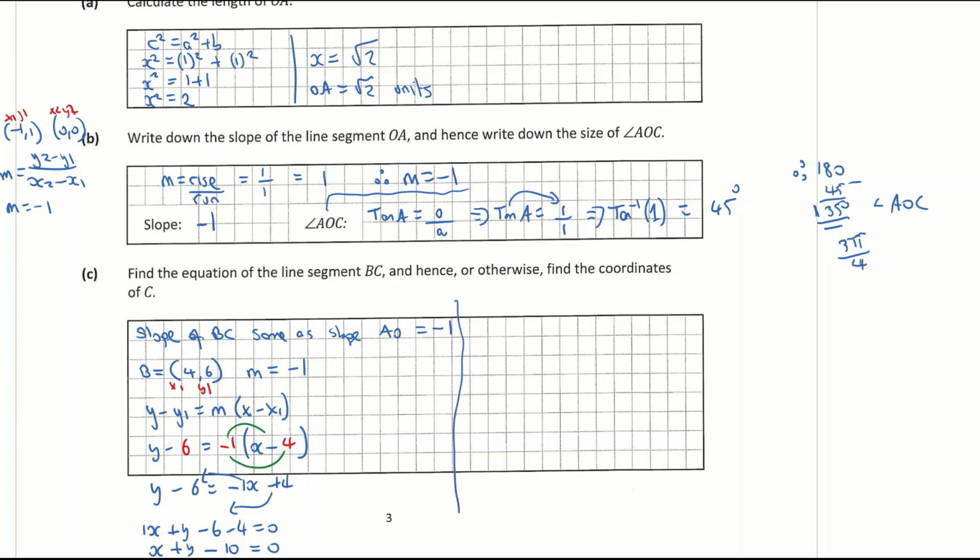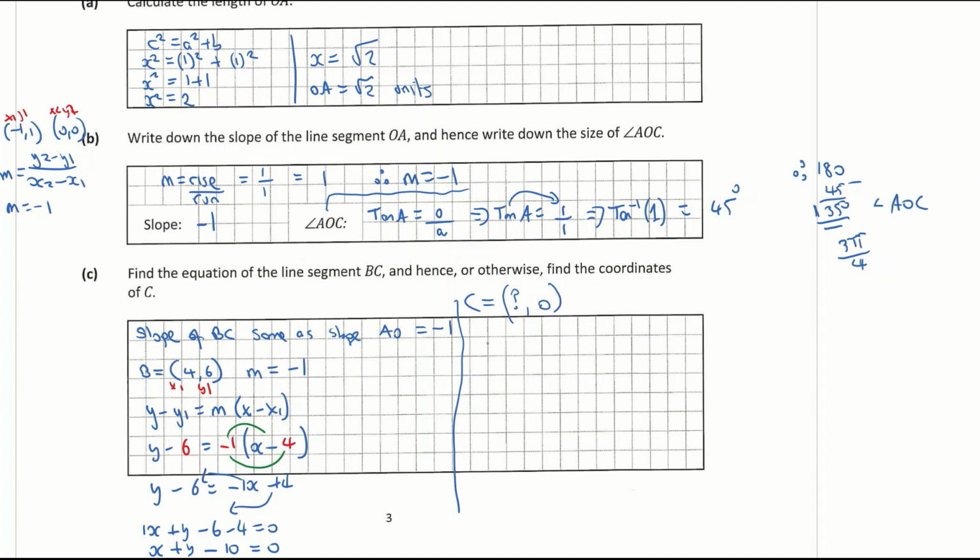Now it's asking me to find the coordinates of C, but we know the coordinates of C to a certain extent. It's on the x-axis, so we know that the y has to be 0, but we don't know the x part of it. So we're going out some distance on the x-axis, but we're not going up or down on the y, so that's why it's 0.